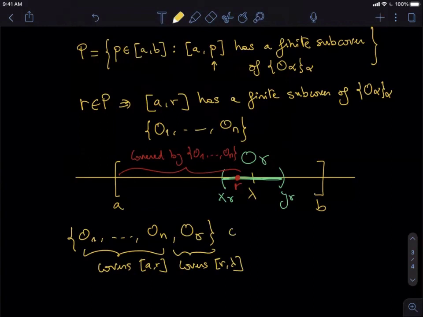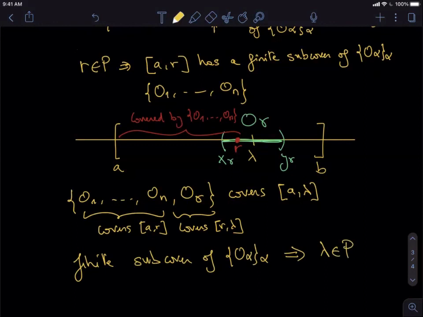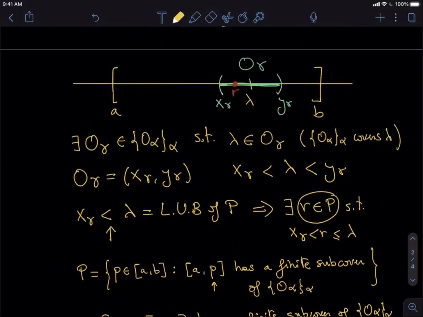It covers the whole thing from R to lambda. And this is clearly a finite cover, and this is a finite subcover of the original one. So that means that lambda belongs to P, which is what we wanted to show in this step.